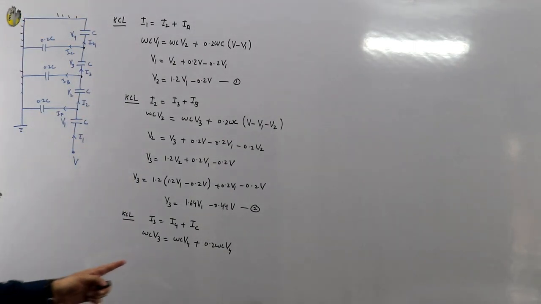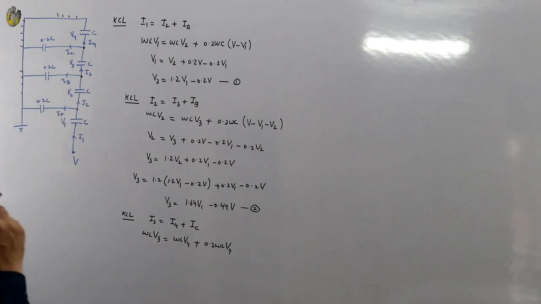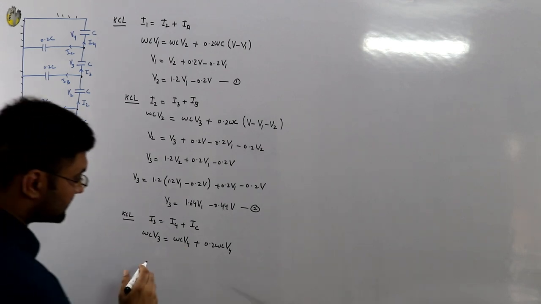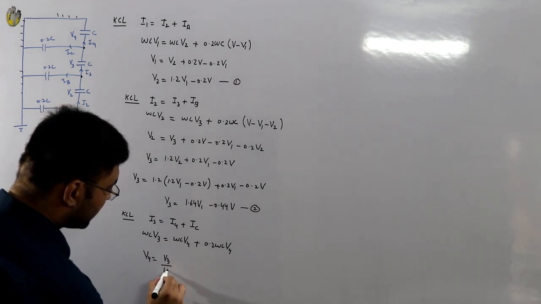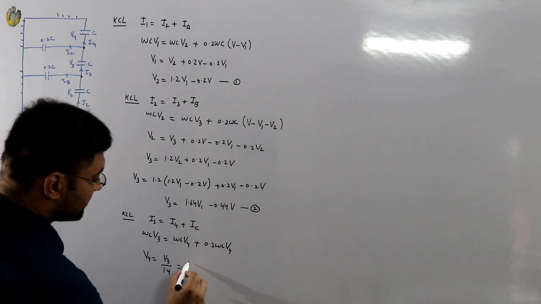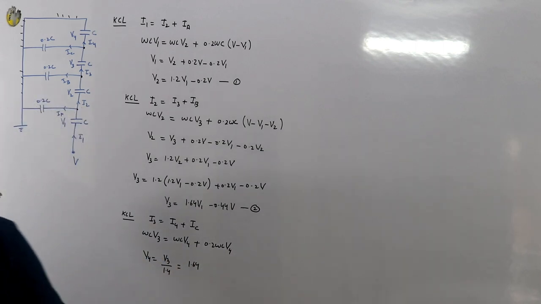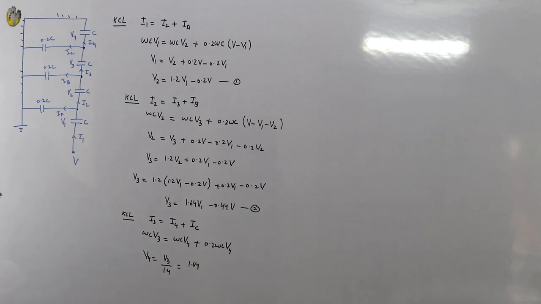So what you have is 1.2 V4 is equal to V3, or I would say that V4 is equal to V3 divided by 1.2, which means you've got 1.64 V1. Is it like this or is it not? Just let me check.